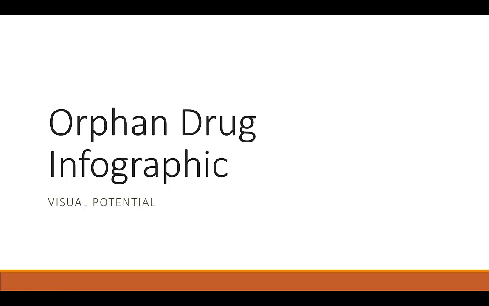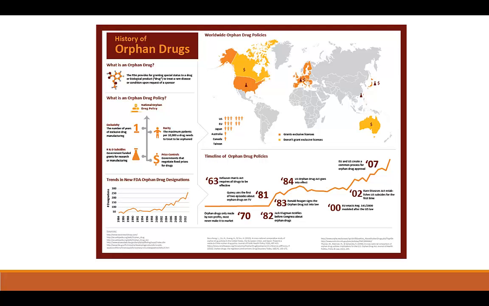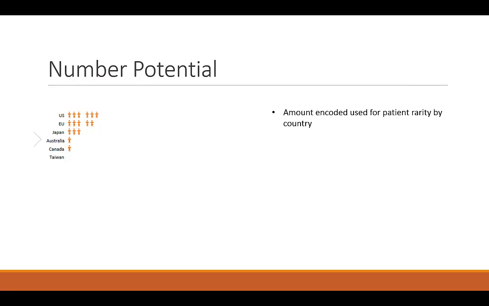Exploring the visual potential of orphan drugs. In this infographic, I use all 5 types of visual potential. Number potential is explored by looking at the rarity diagram that's included with the map.